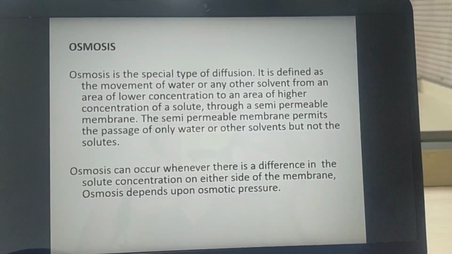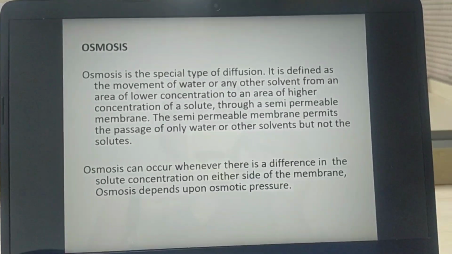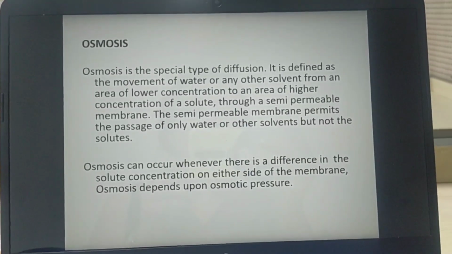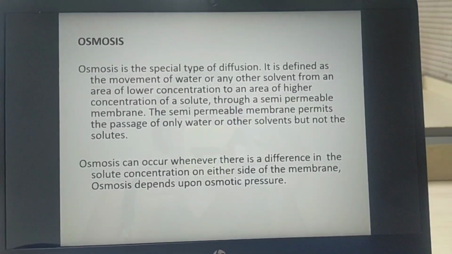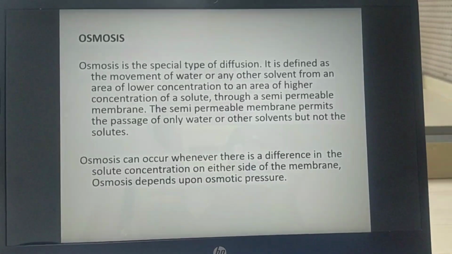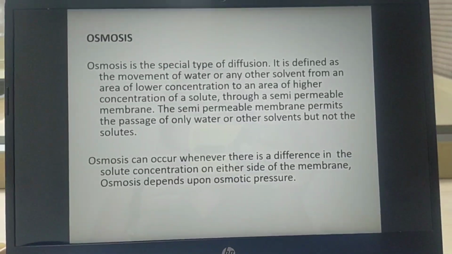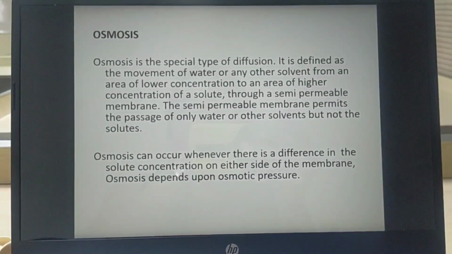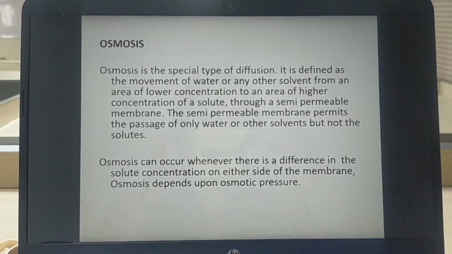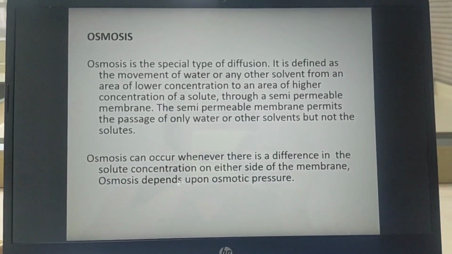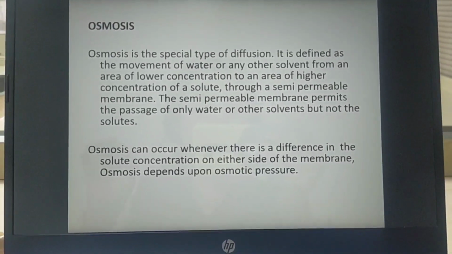Osmosis. So osmosis is a specific or special type of diffusion. It is defined as the movement of water or any other solvent from an area of low concentration to an area of high concentration of a solute through a semi-permeable membrane. The semi-permeable membrane permits the passage of only water or other solvents but not the solutes. So you have to remember there are two different things in the definition of osmosis: movement of water or any other solvents from an area of low concentration to an area of high concentration of a solute, and it happens through a semi-permeable membrane.